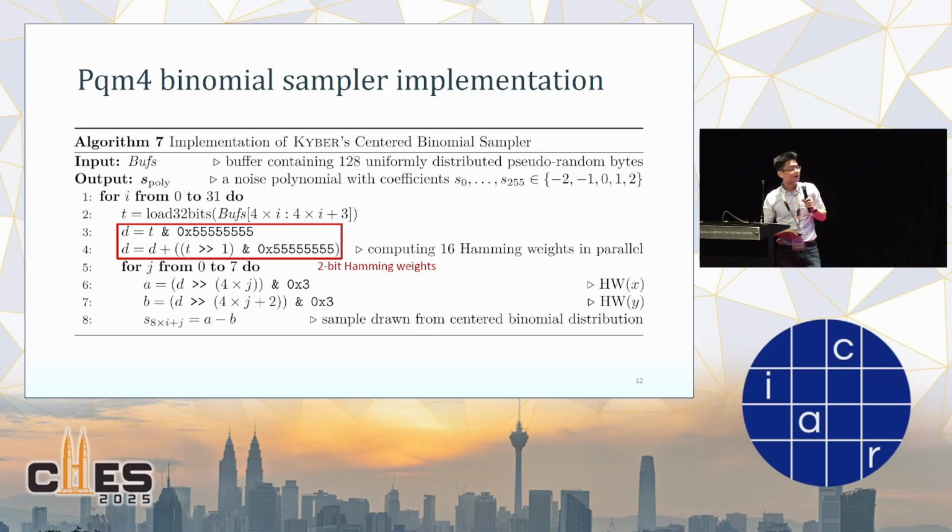The reason is that the PQM4 implementation and also the reference implementation both utilize the 32-bit architecture of a microcontroller, which then computes 16 2-bit Hamming weights in parallel, as shown in the red frame here. And this design not only makes the implementation more efficient, it also reduces the leakage of the intermediate values.